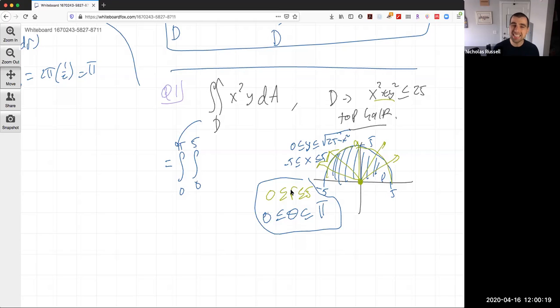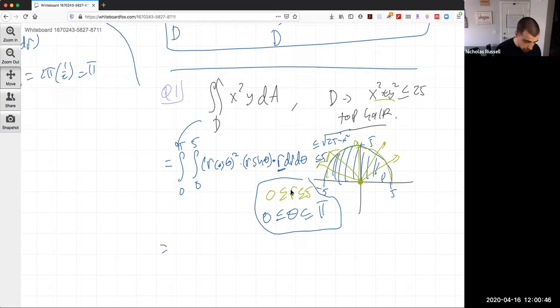Then what I do is everywhere where I see x and y, I replace it with r cosine theta and r sine theta. And then the important thing that you always need to remember is that I need to multiply this by r dr d theta. You must multiply it with that r, right? Because we need to keep the dimensionality the same.